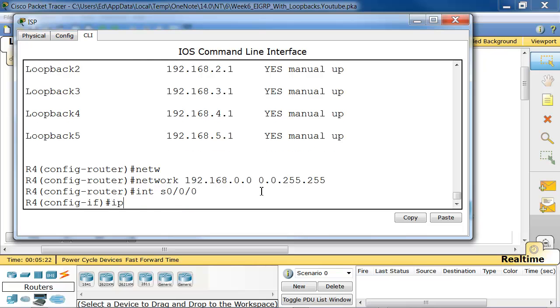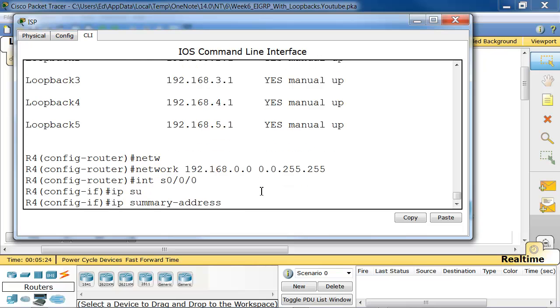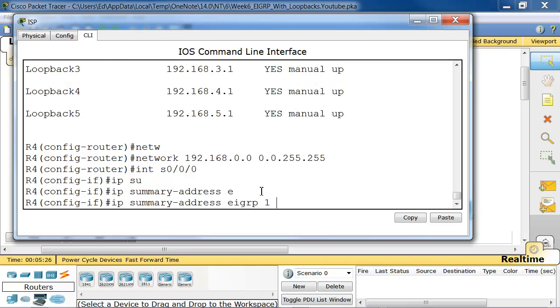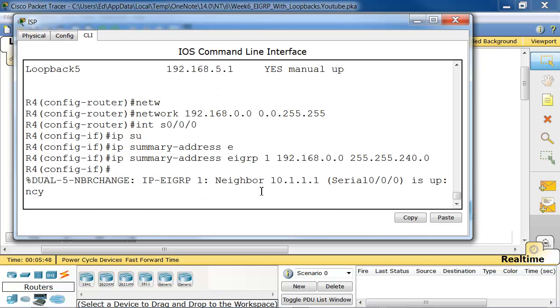interface, and we type ip summary-address eigrp 1, and we say 192.168.0.0 with a /20 mask. Let's see what happens. A /20 mask would be, in dotted decimal format, 255.255.240.0. So 255.255.240.0, and we'll advertise that out.